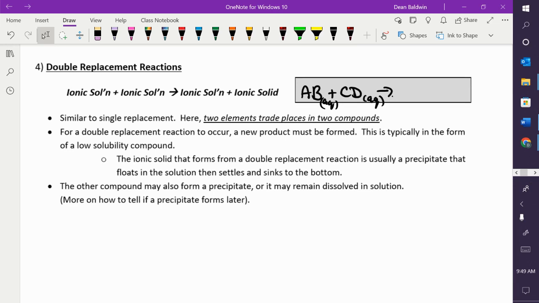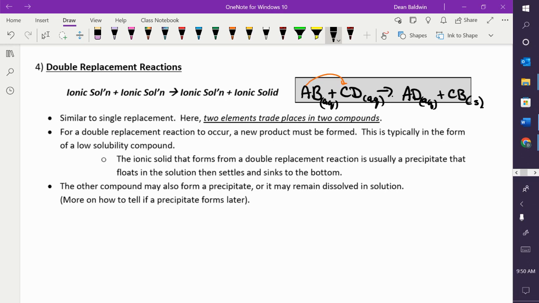What are the products going to be? The metals replace the metals, or non-metals replace non-metals. So I get AD (aqueous) and CB. Now, a lot of times, not all the time, but a lot of times in double replacement reactions, you get a solid forming, a precipitate.